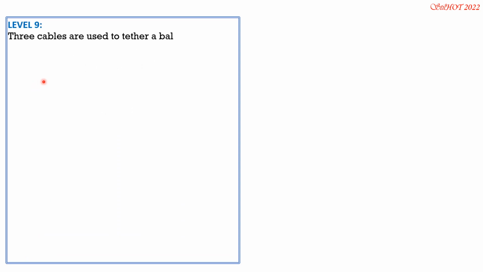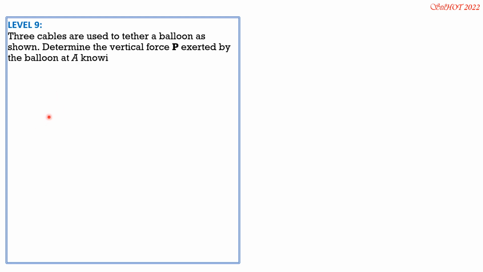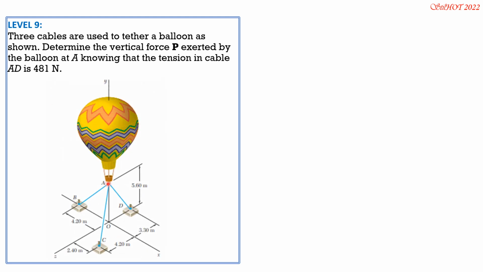Three cables are used to tether a balloon as shown. Determine the vertical force P exerted by the balloon at A, knowing that the tension in cable AD is 481 newtons. So here is the figure. Take note that the tension is downward in the cable at A. So P is upward as shown. So let's express each cable tension in vector form so that we can easily add their corresponding components later and set to 0.